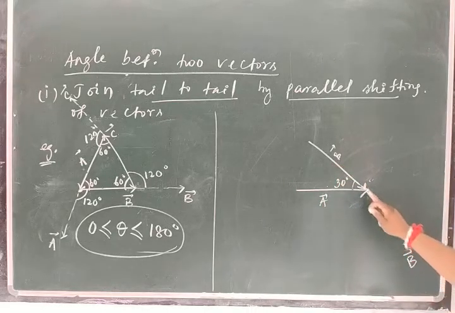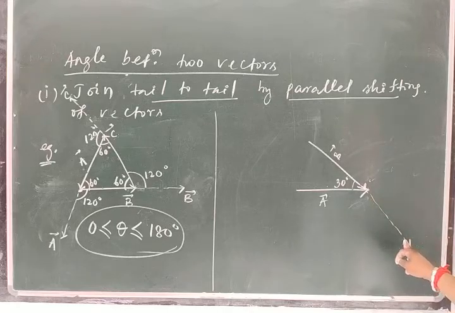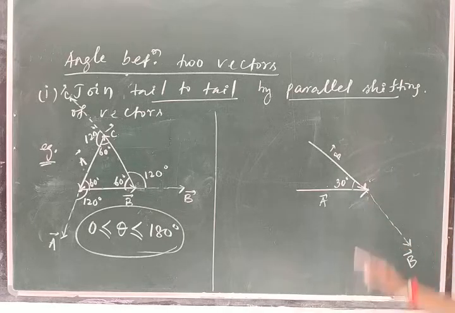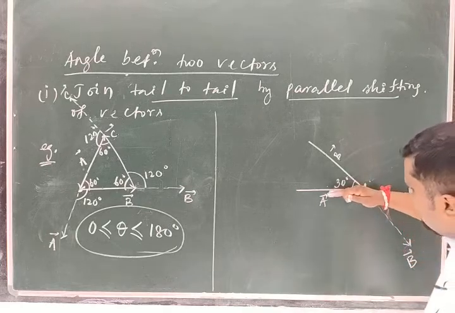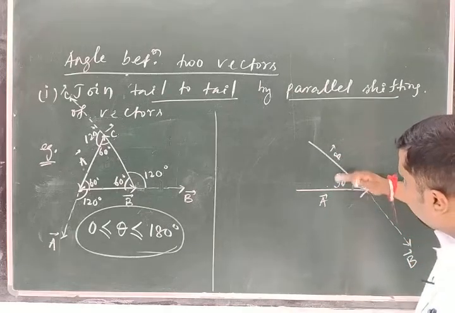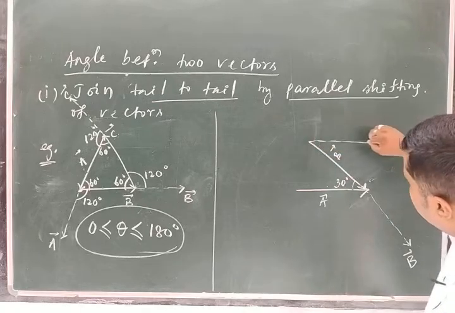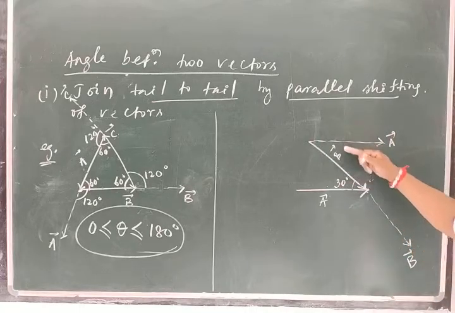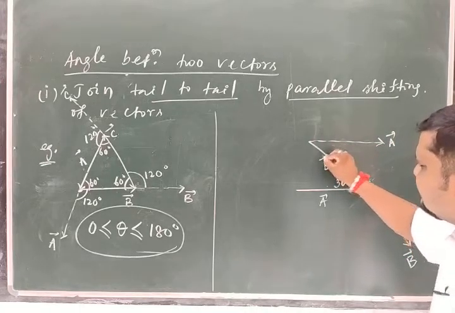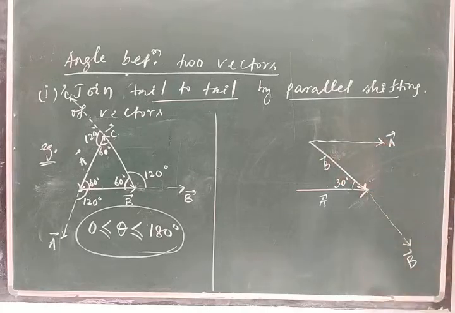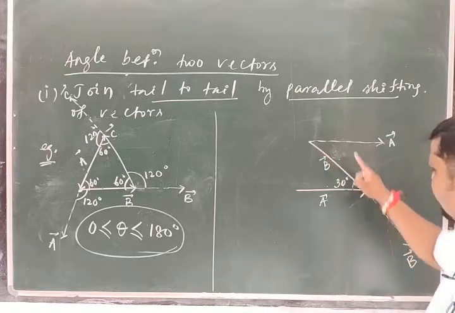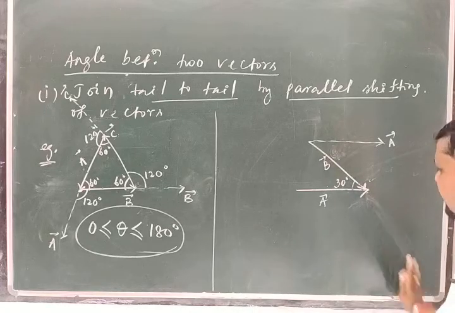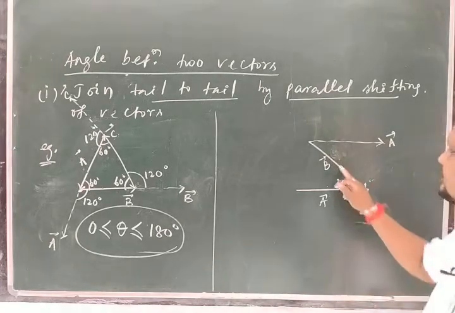Now here you see, if you shift B parallel, are you getting the same tail to tail joining? No, you are not getting the tail to tail joining. So if you shift A parallel to itself, now A is parallel shifted like this, so this can be vector A. Now this is the parallel shifting, so this is vector B and this is vector A. This is allowed because tail to tail joining is there.